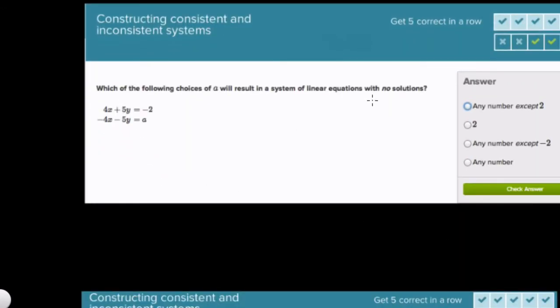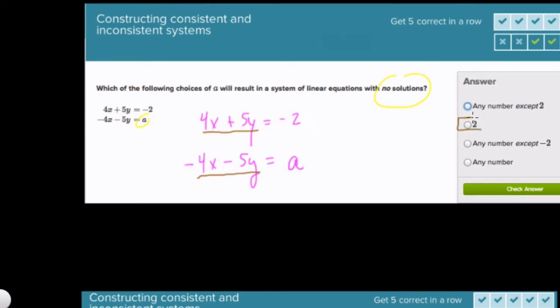In this problem, they want to know what value of a will give us no solutions. So the idea is that in the first equation, they give you 4x plus 5y equals negative 2. And the second, negative 4x minus 5y equals a. Well, the idea is you can't have two equal expressions equal to different things. The expression I'm looking at in the first one is 4x plus 5y, and then its opposite, negative 4x minus 5y. So whatever this expression equals here, since we have its opposite down here, it should equal the opposite result. So 4x plus 5y equals negative 2. Negative 4x minus 5y must equal a positive 2, the opposite of negative 2.